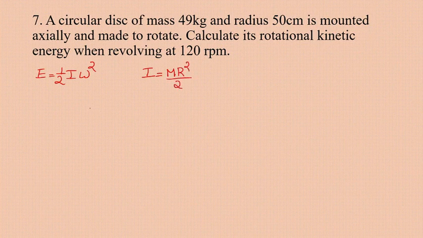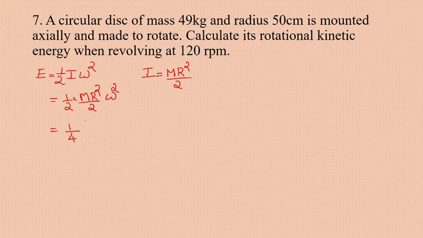Okay. So we can substitute this expression in the formula. So half into mr square by 2 into omega square. So that's equal to 1 by 4 mr square omega square. Okay. Now let us check what are the values given.